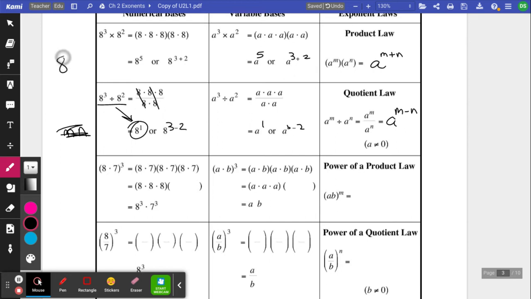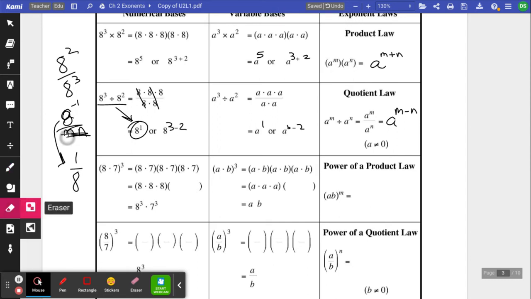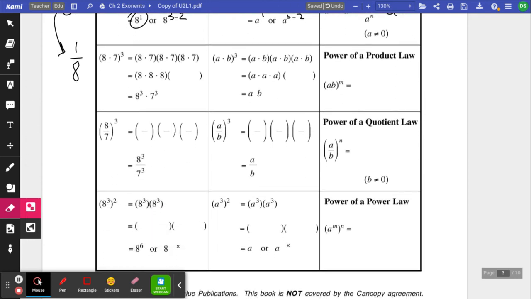What would happen if you had 8 to the 2 over 8 to the 3? If this rule is true, you would have 8 to the 2 minus 3. Sorry, 2 minus 3 is a negative 1, and can you have that? Yes, you can. Do you know what this turns out to be? Oh, and we are going to learn about that. Yes, we are. Now, exponents can be negative. All right, let's go on.